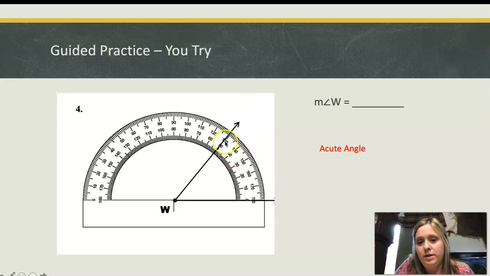Okay, we're not using the top number. It's not 130 because it's acute. So we're looking at it this way. So it's going to be 50 degrees. Okay, good job. So we're going to use the bottom number, and it's 50 degrees.